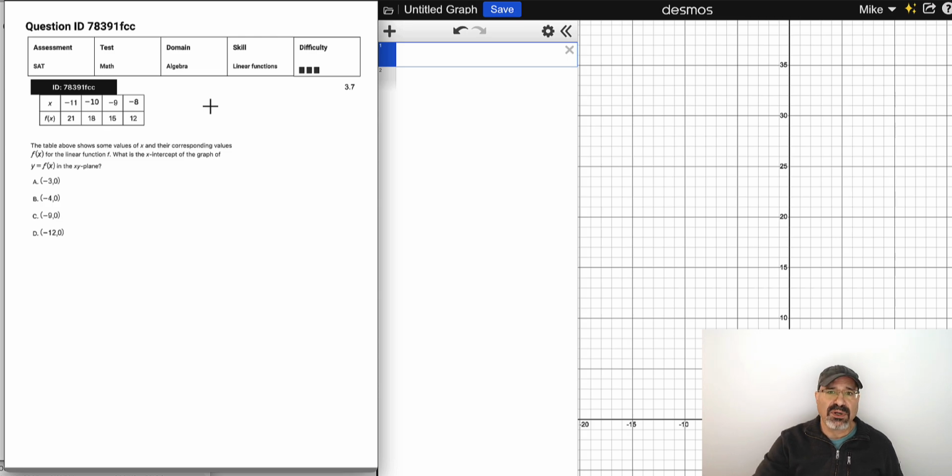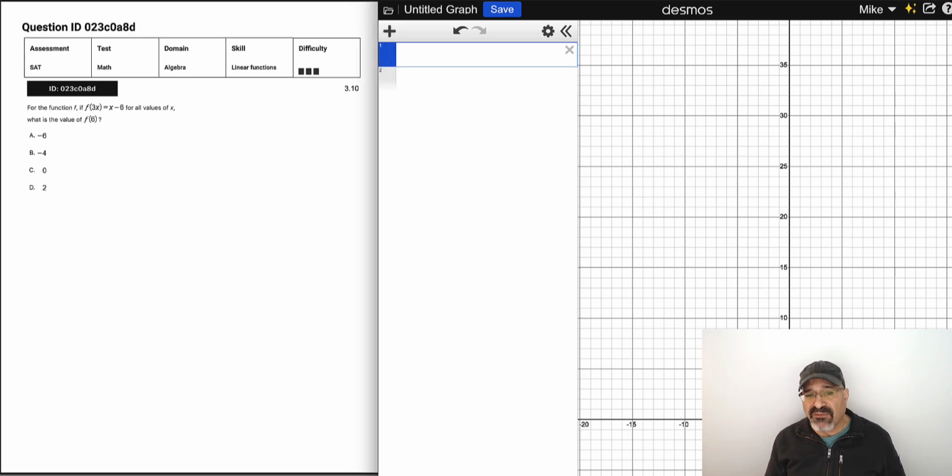Let's move on to another question. Here we have a function problem, and we're told that f of 3x is equal to x minus 6. What is f of 6? Well, what we know from these types of questions is that 6 has to be equal to whatever is in the parentheses in the initial function definition. So 3x has to be equal to 6, which means that x must be equal to 2.